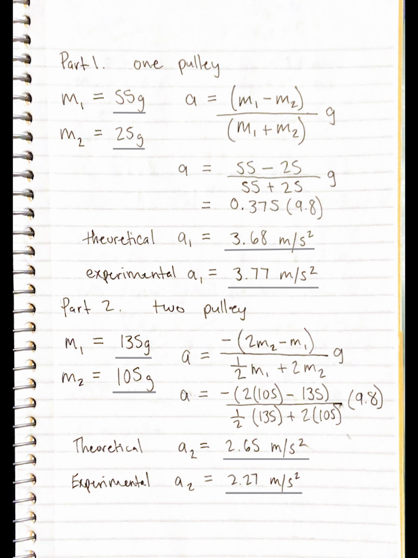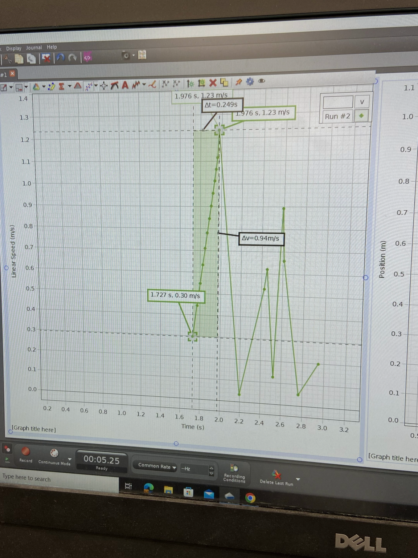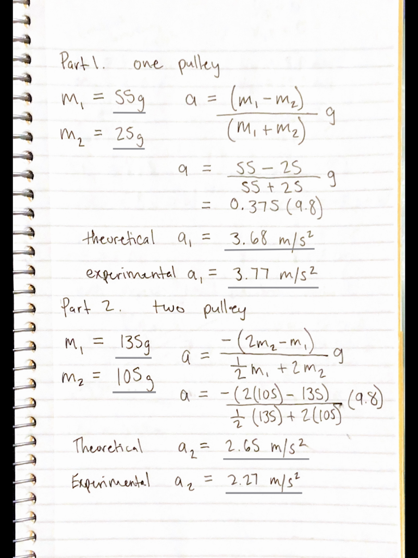We then tested our masses on the pulley system and recorded the speed and time on a graph and chose 2 points on a straight line again. The change in velocity over the change in time between our 2 points gave us an experimental acceleration of 2.27 meters a second squared, which gave us a percent error of about 14%.